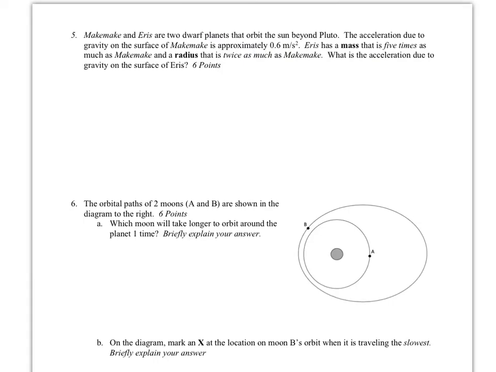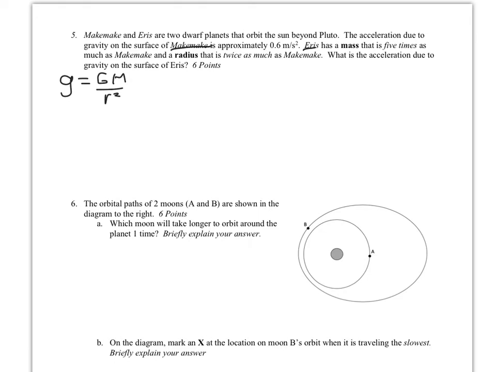All right, for this problem here, we have these two dwarf planets. So we know on the one dwarf planet, Makemake, the acceleration due to gravity is 0.6 meters per second squared. And we want to figure it out on this other planet, Eris. And we know stuff about the mass and the radius of Eris. So what we're going to do is each time we're going to be thinking about our equation for the acceleration due to gravity, which is GM over r squared.